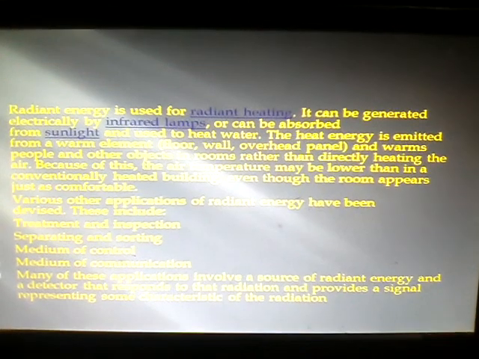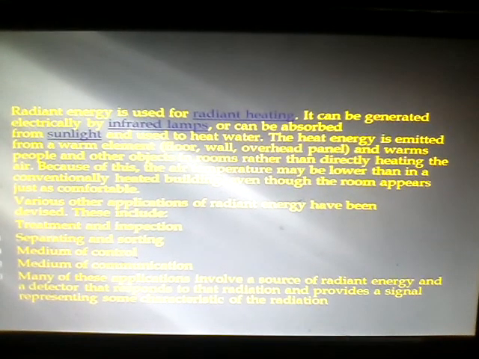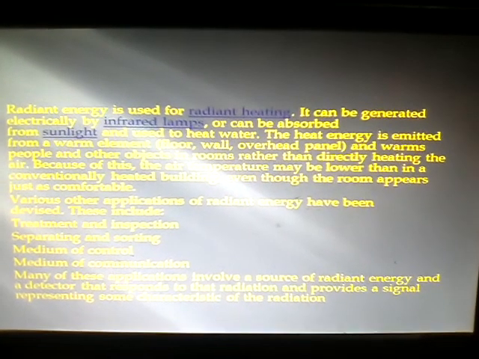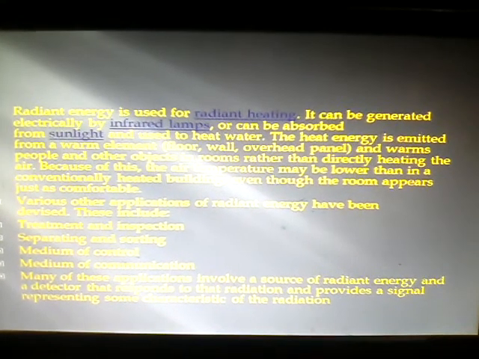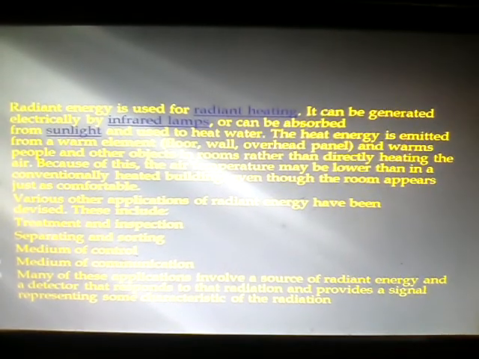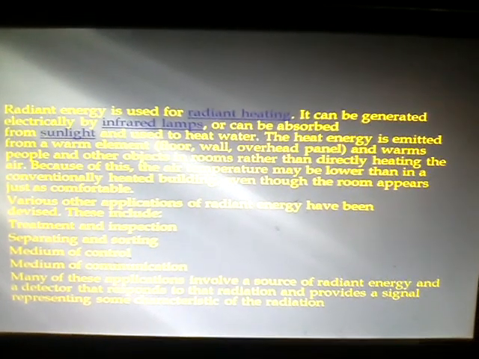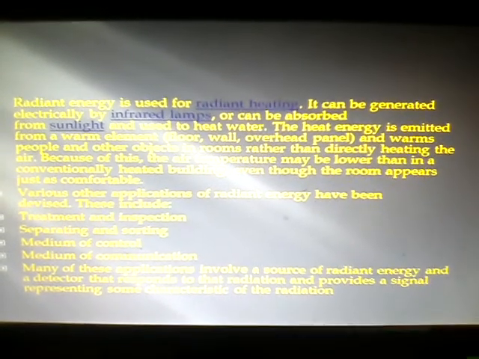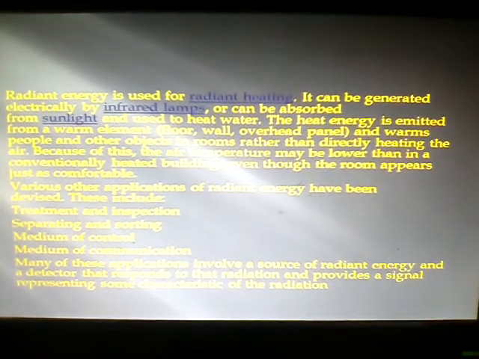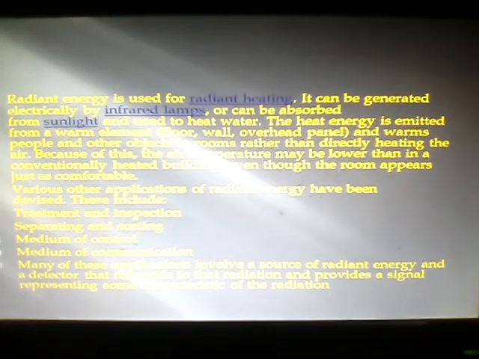Radiant energy is used for radiant heating. It can be generated electrically by infrared lamps or can be absorbed from sunlight and used to heat water. The heat energy is emitted from a warm element, floor, wall, or overhead panel, and warms people and other objects in the room rather than directly heating the air. Because of this, the air temperature may be lower than in a conventionally heated building, even though the room appears just as comfortable.